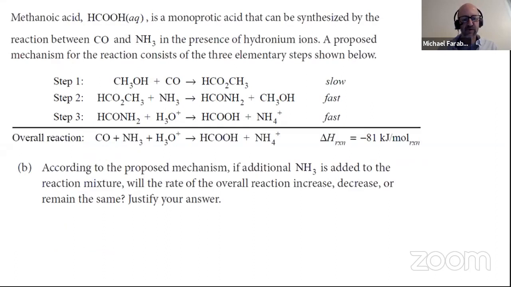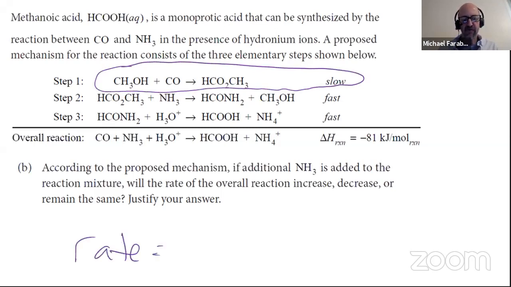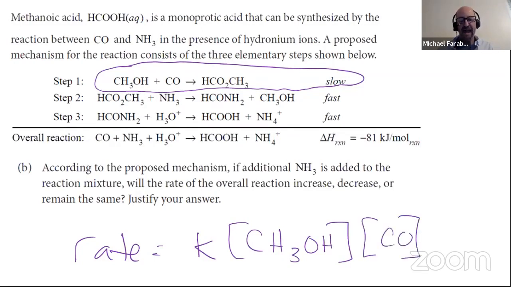Part B, according to the proposed mechanism, and again, we're going to focus on the rate determining step here. So our actual rate coming from the rate determining step would be including these chemicals. It's okay to include a catalyst in the rate law if it's part of the rate determining step. According to the proposed mechanism, if additional NH3 is added to the reaction mixture, will the rate of the overall reaction increase, decrease, or remain the same?